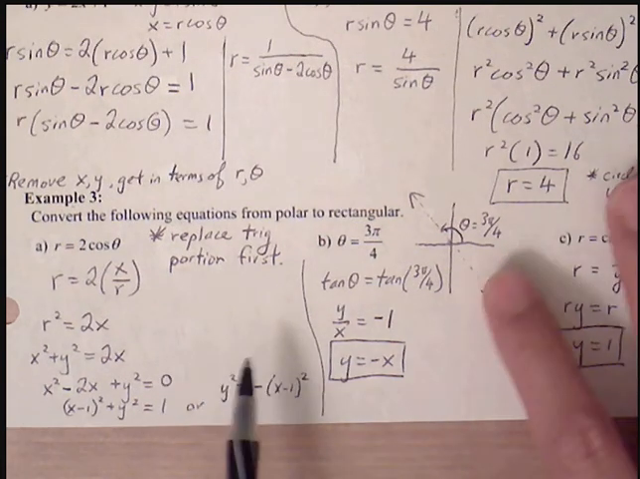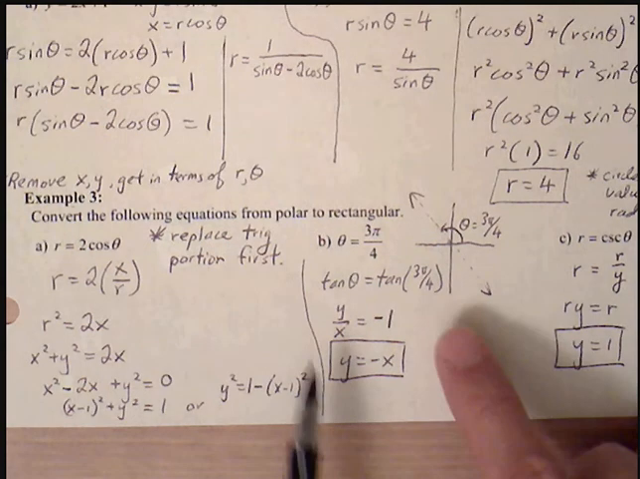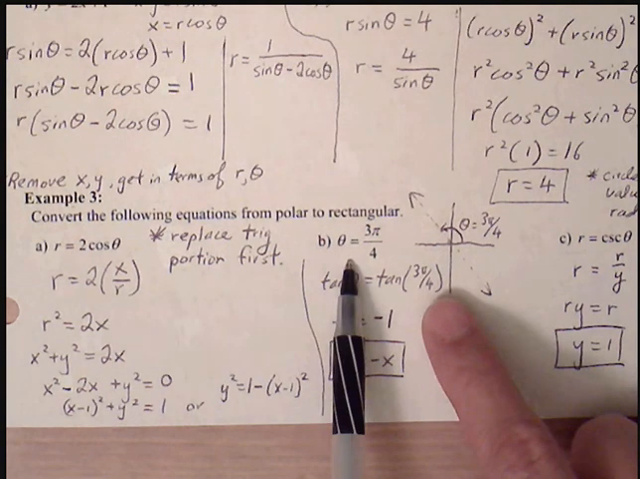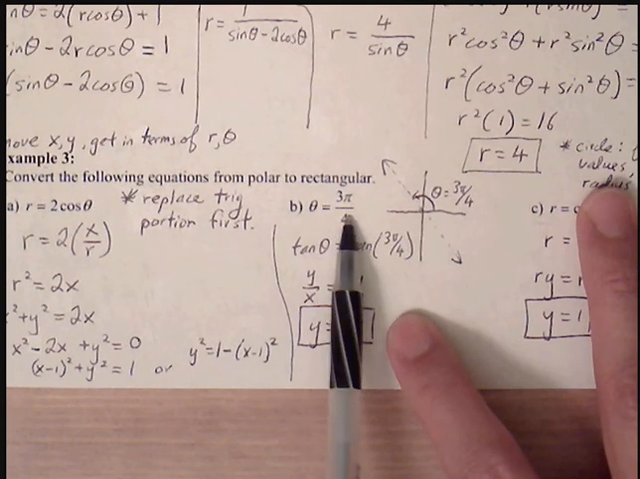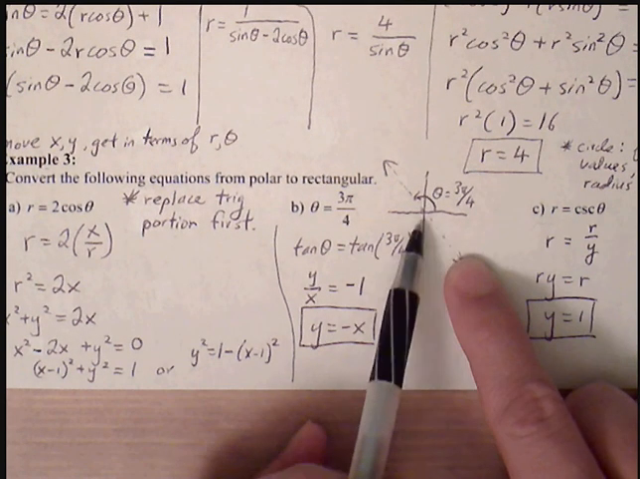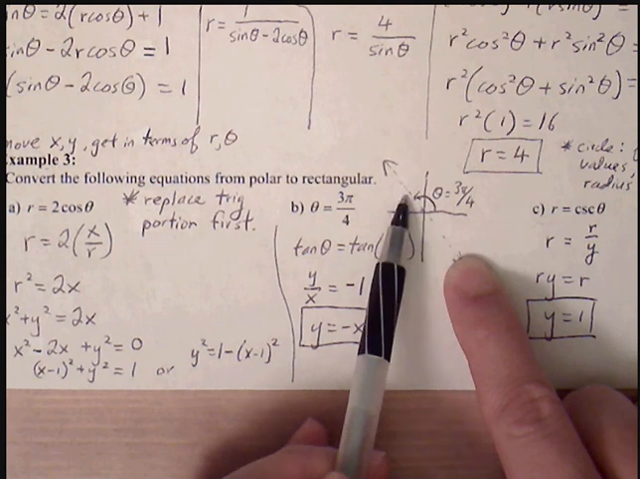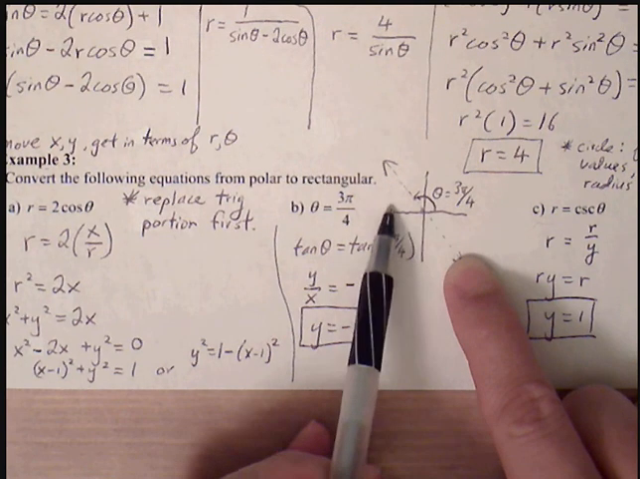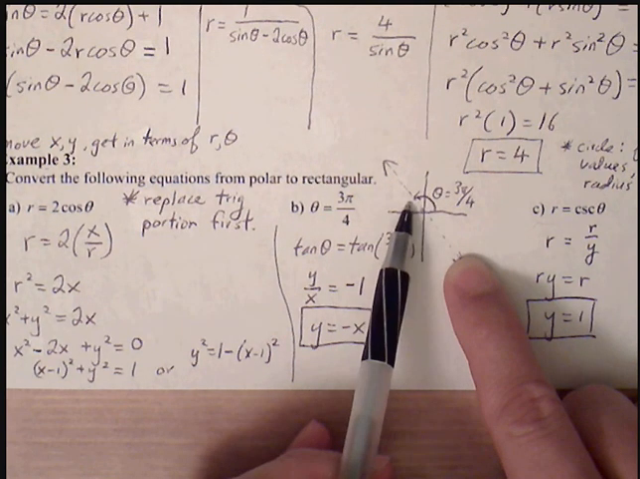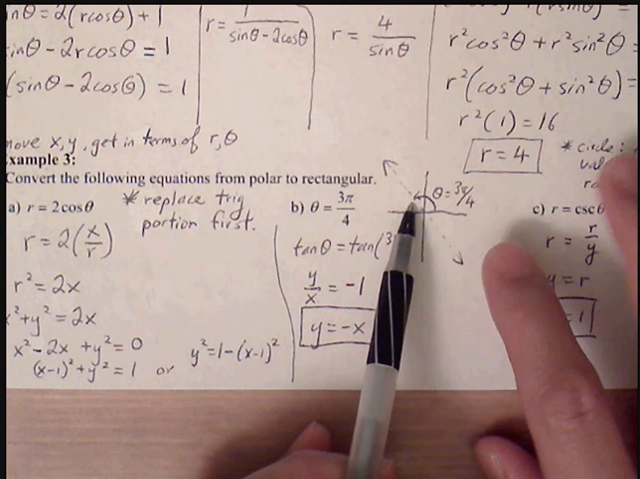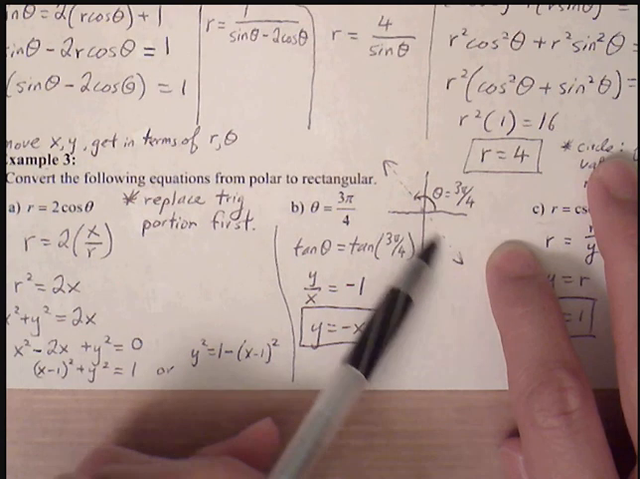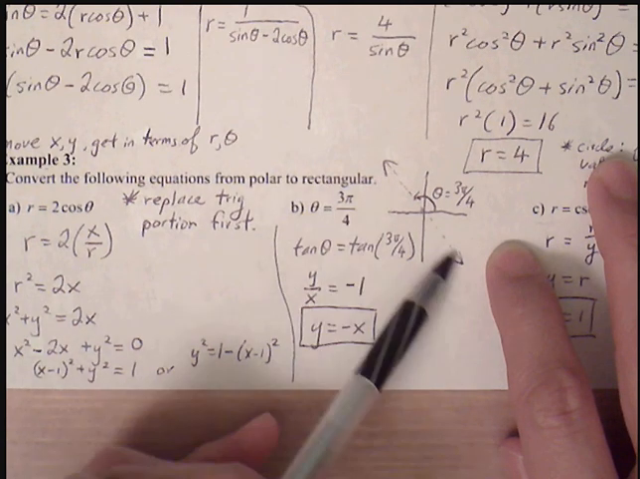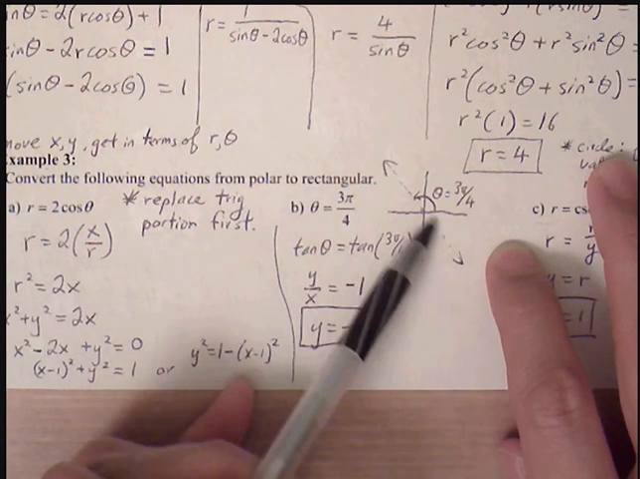All right, next we have theta is equal to 3 pi over 4. So let's see if we can graph this. That may help us a bit. So theta is 3 pi over 4. That's going to be a reference angle of pi over 4 in the second quadrant. And you see that this line is going to be basically a 45-degree line with a negative slope. So this looks like a y equals negative x, right?